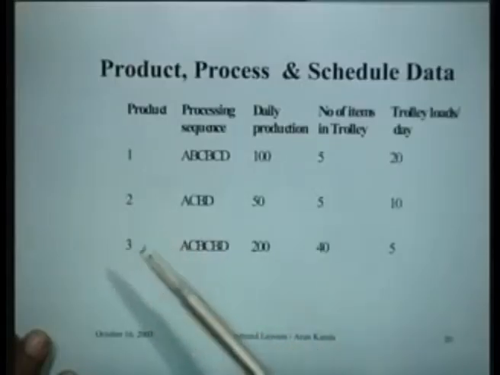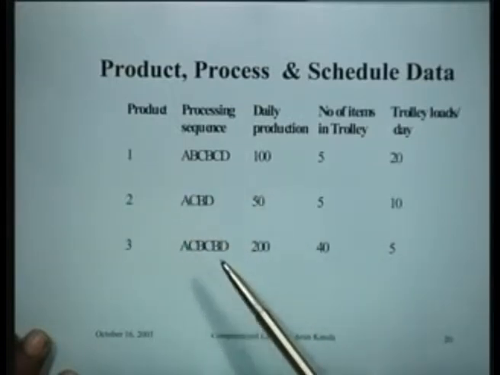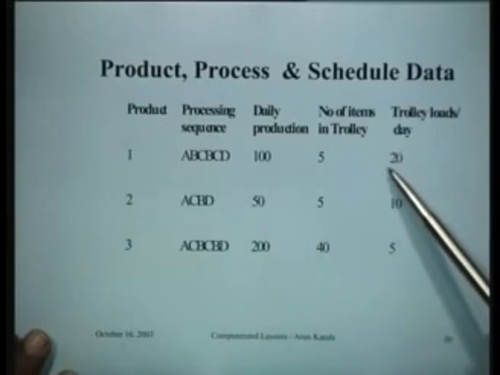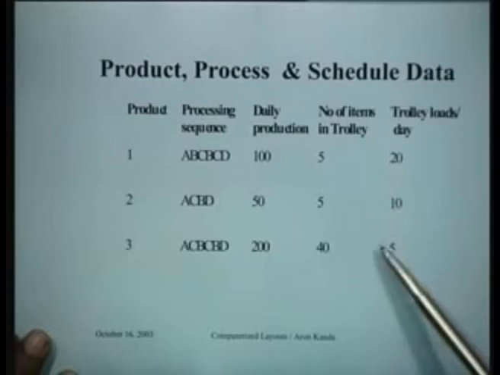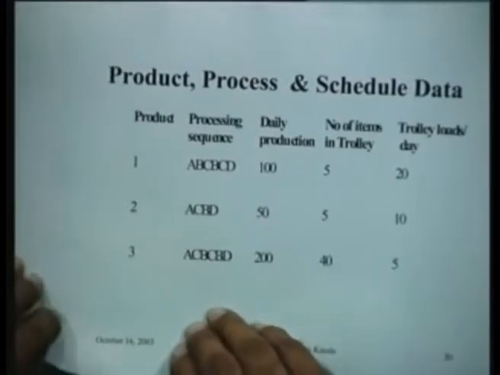So the input information is that we are making 3 products. This is the sequence of operations of these products, and each of these products will require a total movement of 20 trolley loads, 10 trolley loads and 5 trolley loads per day in the plant. So we know the total quantum of movement in the plant.